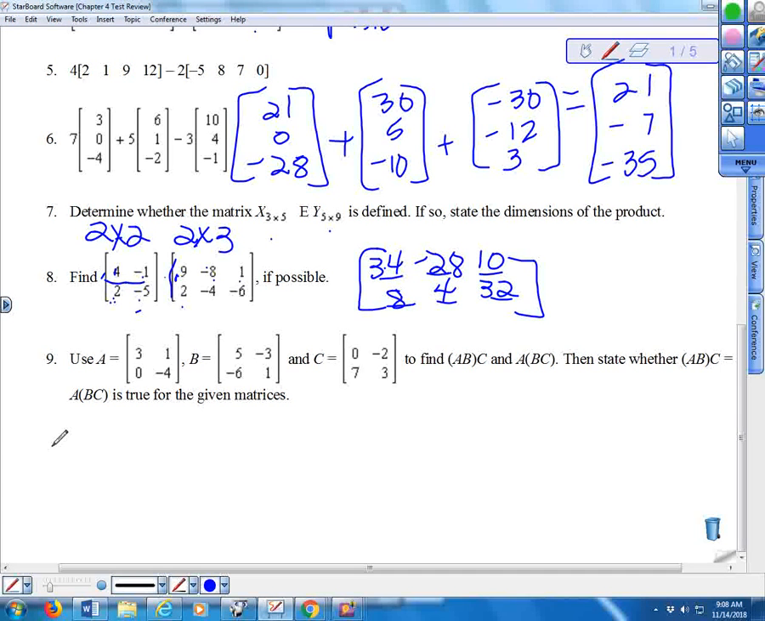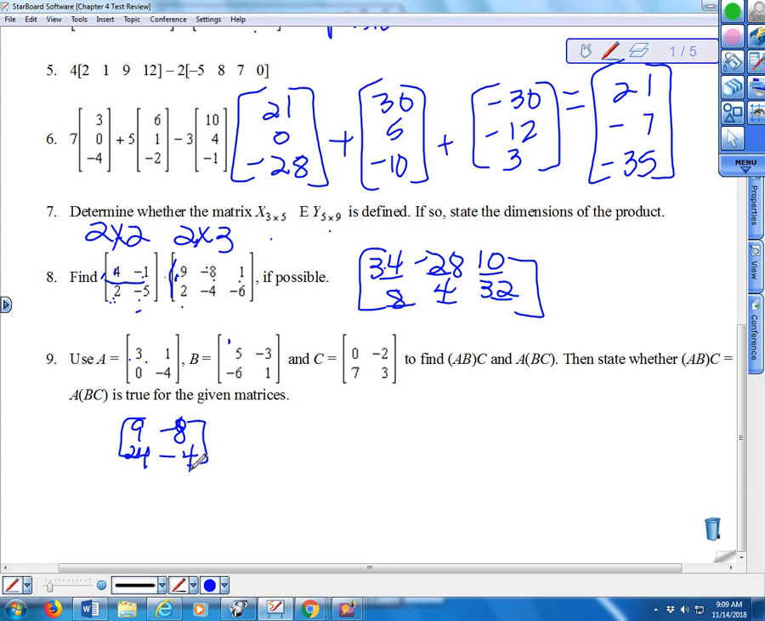Okay. So first thing I'm going to do is multiply A times B. So it's going to be a 2 by 2. 3 times 5 is 15, minus 6 is 9. 3 times negative 3 is negative 9, plus 1 is negative 8. 0 plus 24, that's an 8. And 0 minus 4. So that's A times B.